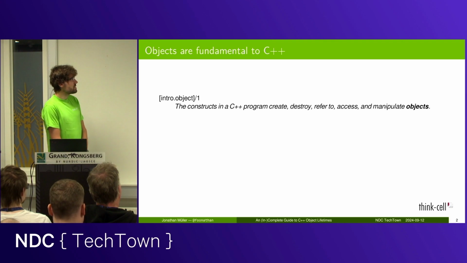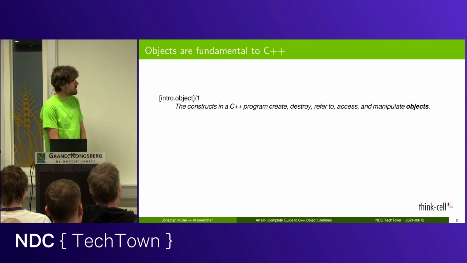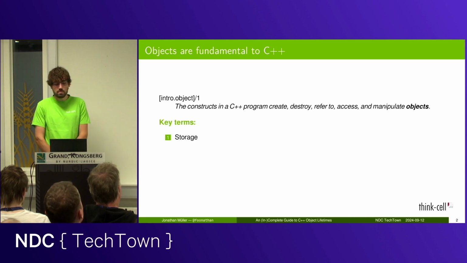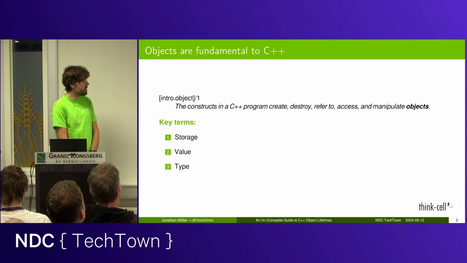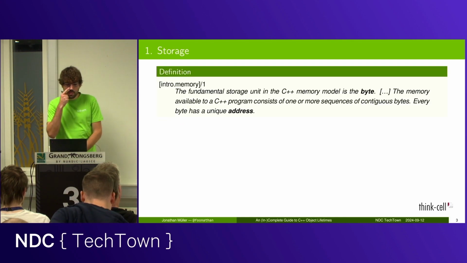And by objects, the C++ standard doesn't mean objects in the term object-oriented. It's a term of art from the C++ standard. And to understand that, we need to understand three other things. The first is storage, the second is value, and the third is type. So let's begin with storage.